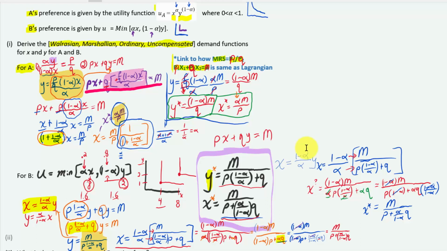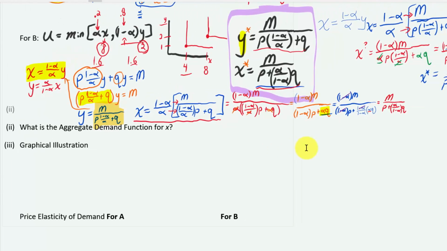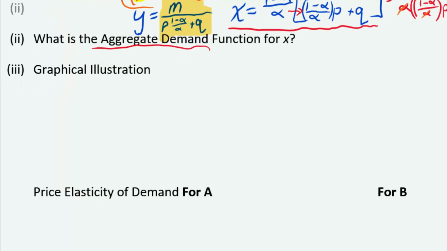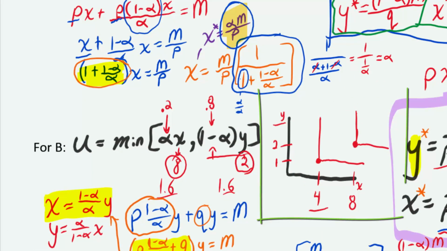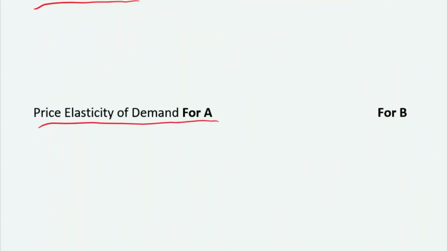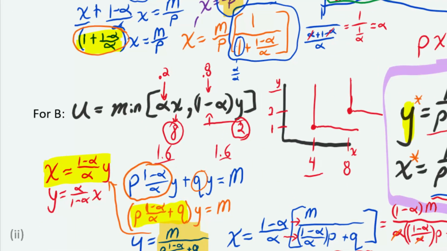And I'll try to come back with a second part to this video where we do the other parts that I saw in this question I found online to look at the aggregate demand function for X for consumers A and B, if we add those together, graphically illustrate what's going on here. We did a little bit of that when we were talking about what these indifference curves look like. And we'll come back and we'll look at how to derive the price elasticity of demand for consumer A and consumer B.